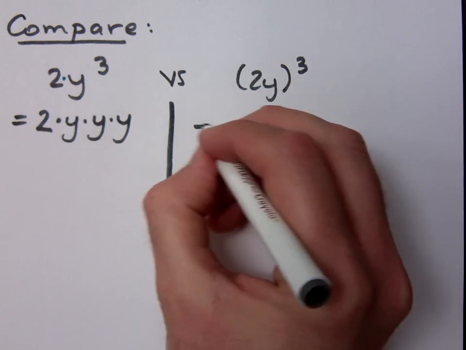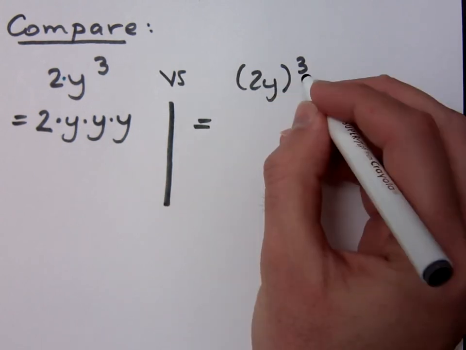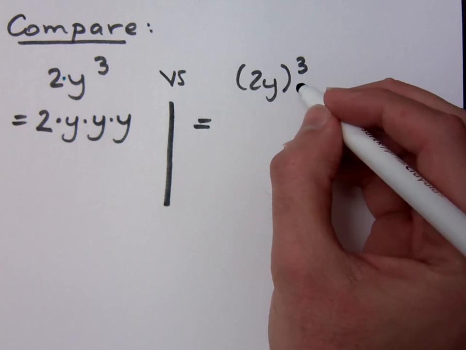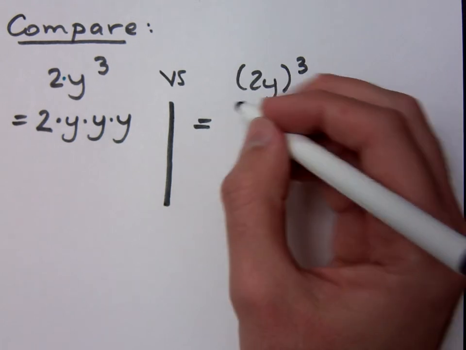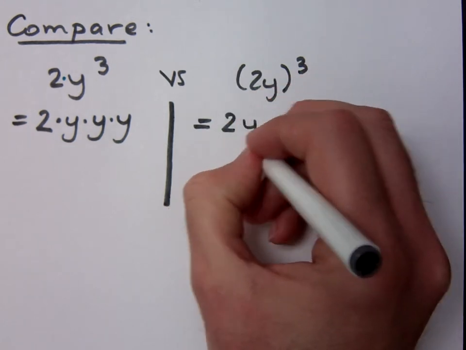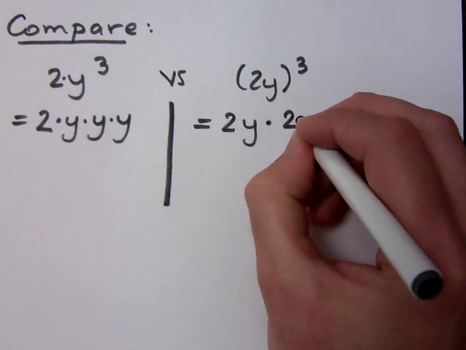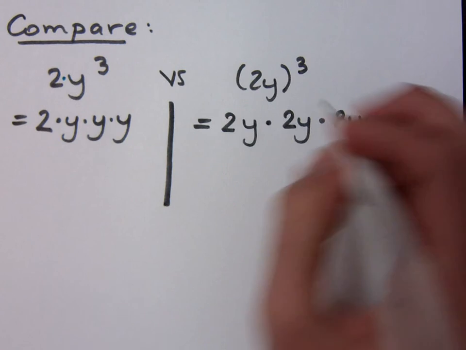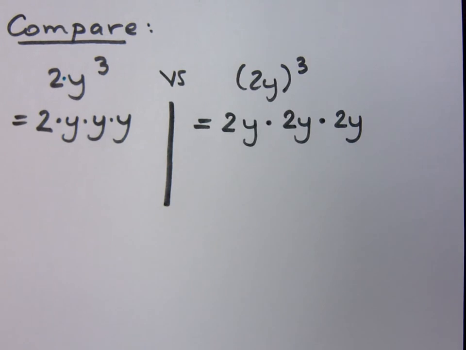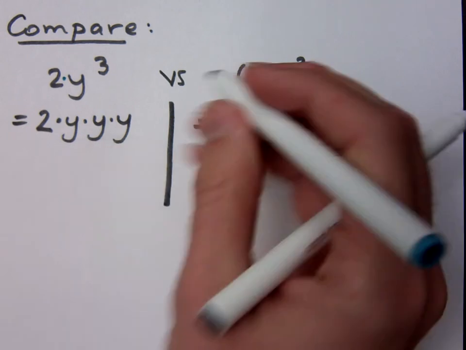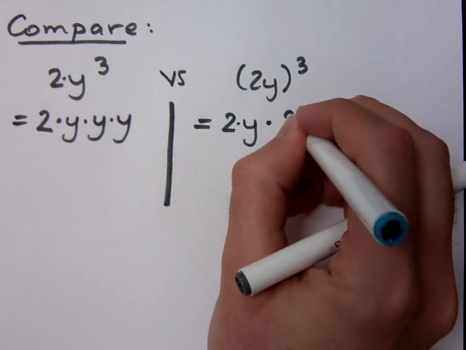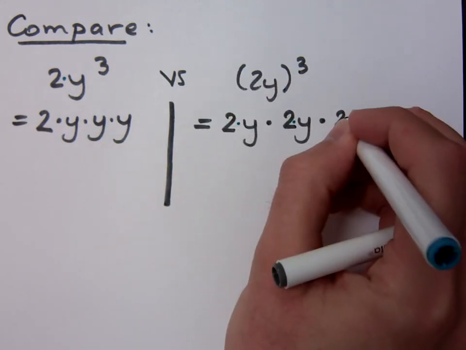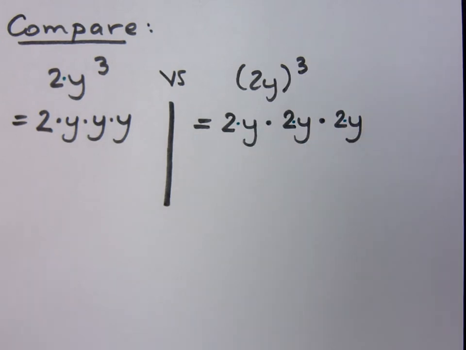No, because over here on the right side, I have the cube applied to the whole 2y. So what that really means is 2y times 2y times 2y. Now understand this is all multiplication here. Even though we don't write that when we talk about coefficients, we understand that that is multiplication.